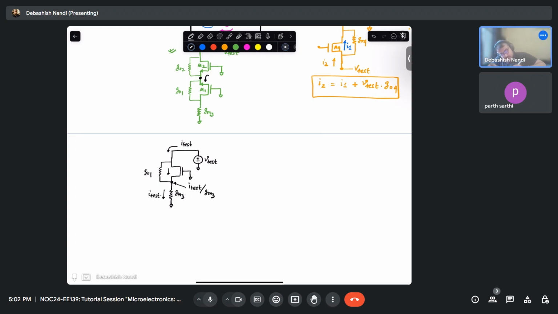Yes, this is right. I test. So if this is your I test by GM3, then what is your I test? This is, by the way, your M1 transistor. So I test will be minus I test by GM3 times GM1, that is the current going through this, and plus V test minus I test by GM3 times G01. So your I test will be 1 plus GM1 by GM3 plus your G01 by GM3, and it will be your V test by GM3.